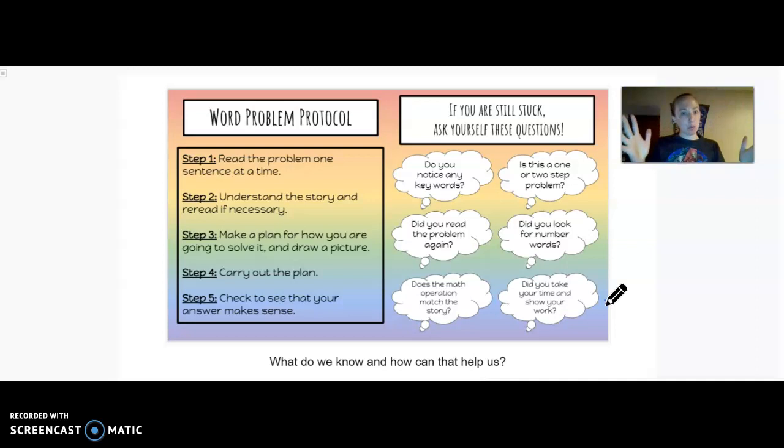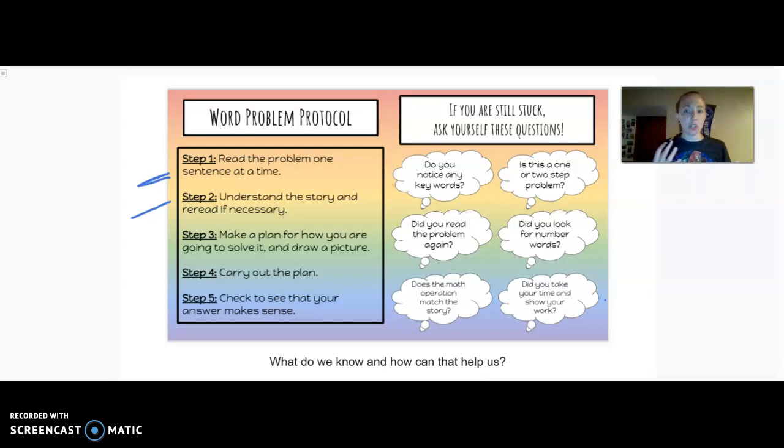So the word problem protocol for our classroom just gives some helpful tips and tools and steps to go through. So first of all, just make sure you're reading the problem one sentence at a time. Make sure you really understand the story that it's telling you. If you don't really understand what's going on, it's going to be hard to solve it, okay? I can't just give you a set of steps like, well, you take the numbers and you add them, or you take and you subtract it.